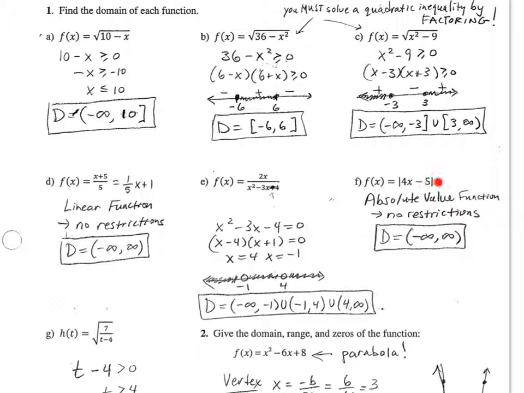In part F, my eyes see an absolute value function. Again, I'm supposed to know that because I see no denominator, no x in a denominator, nor do I see a square root symbol, we have no restrictions.